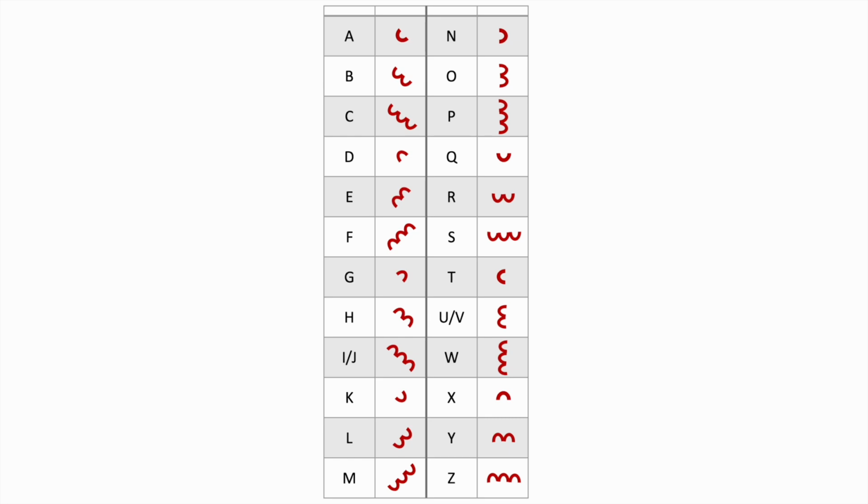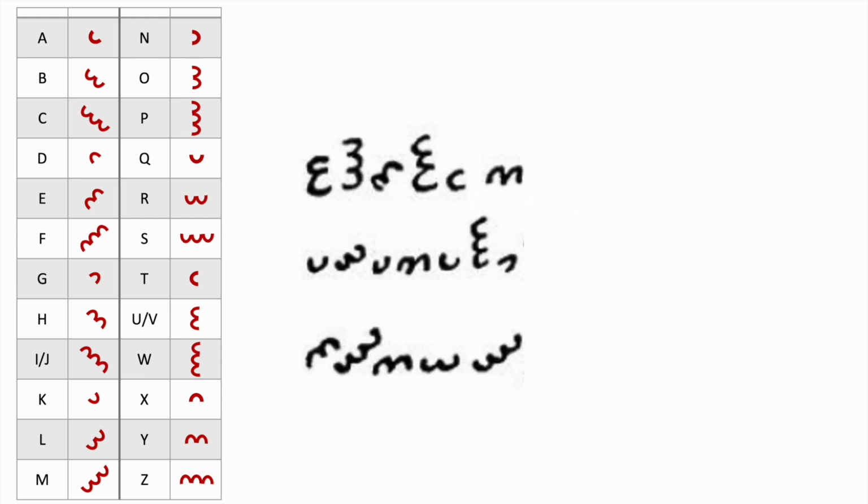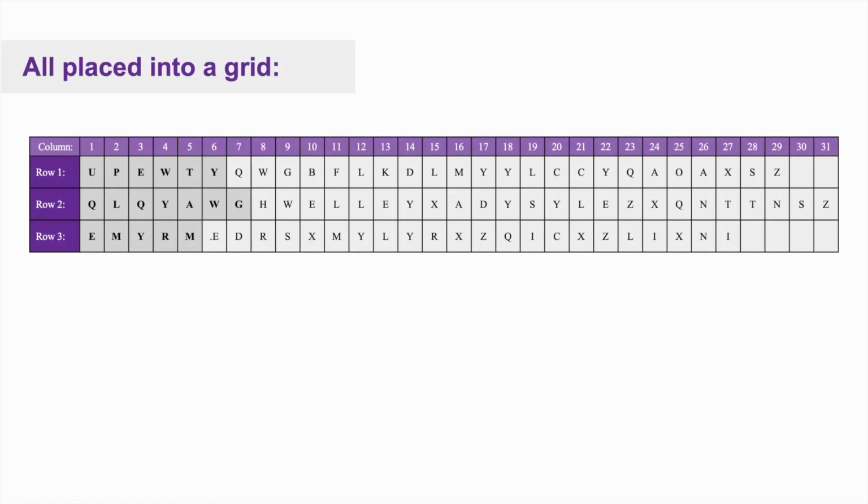Here is my mapping of cipher characters to alphabetical letters. I will now overlay these onto the cipher as an illustration. The first 3 letters will be U, P, and E, underneath those Q, L, and Q, and again E, M, and Y for completion, and then we map them into a grid. We continue the mapping across the whole width of the cipher and we get the following.